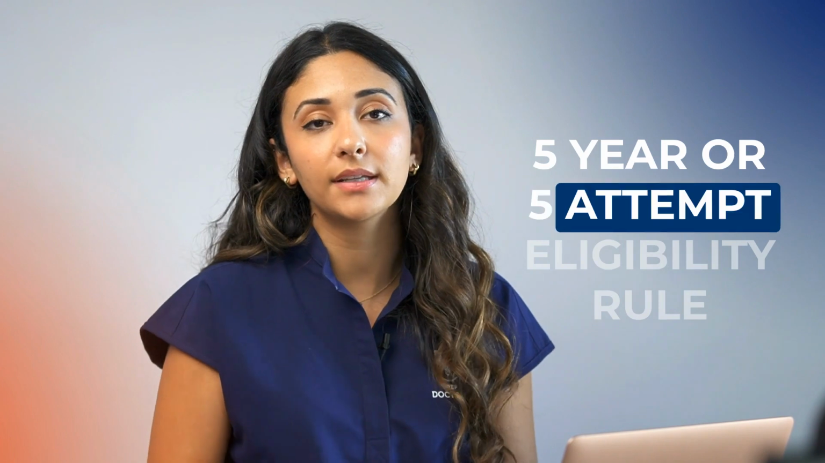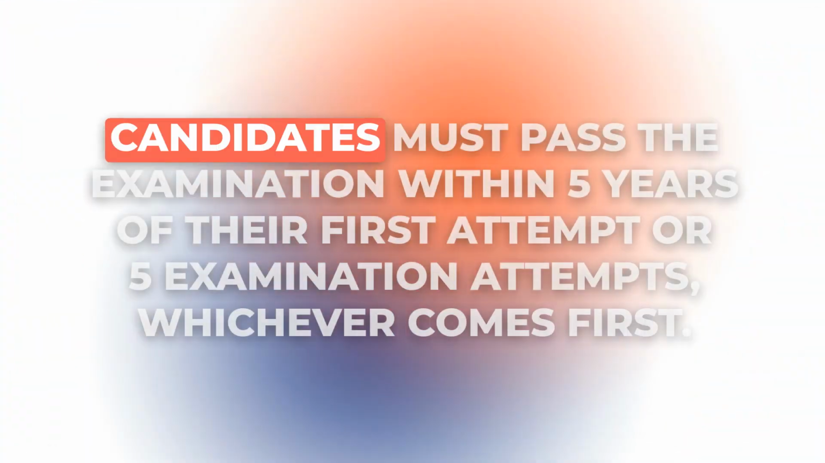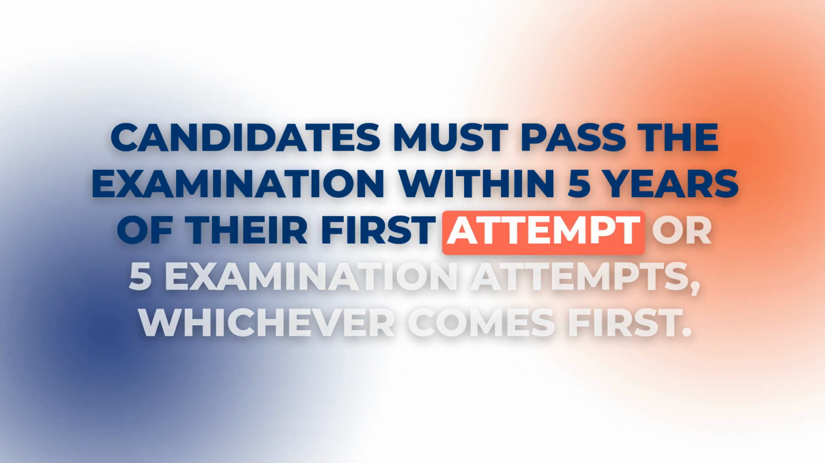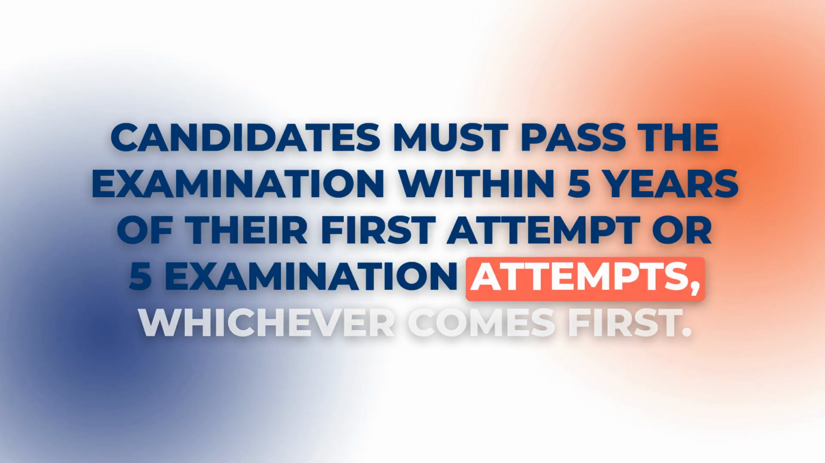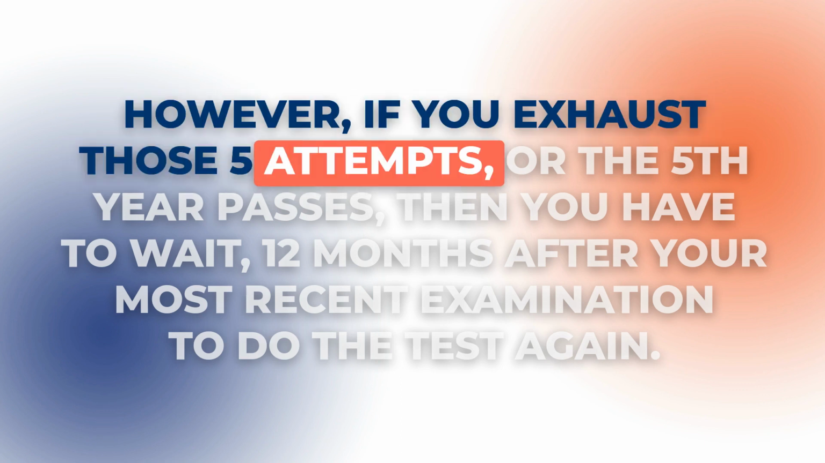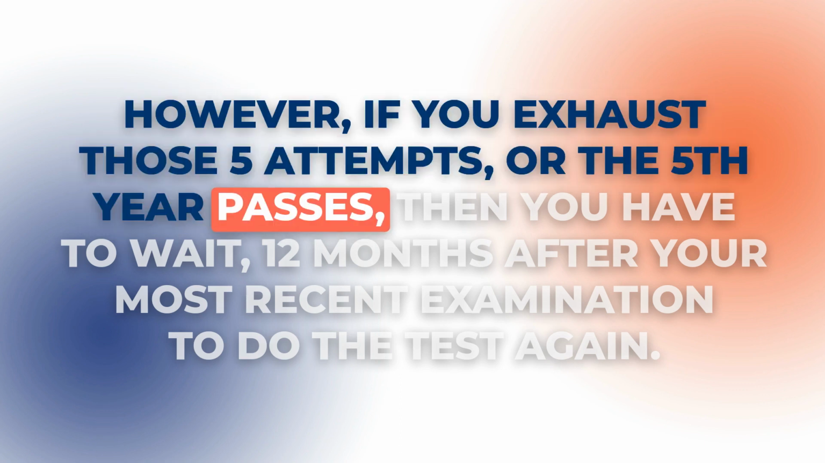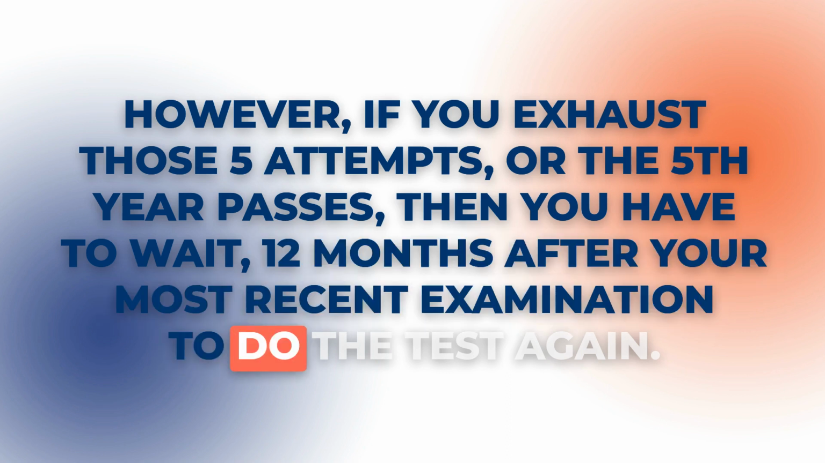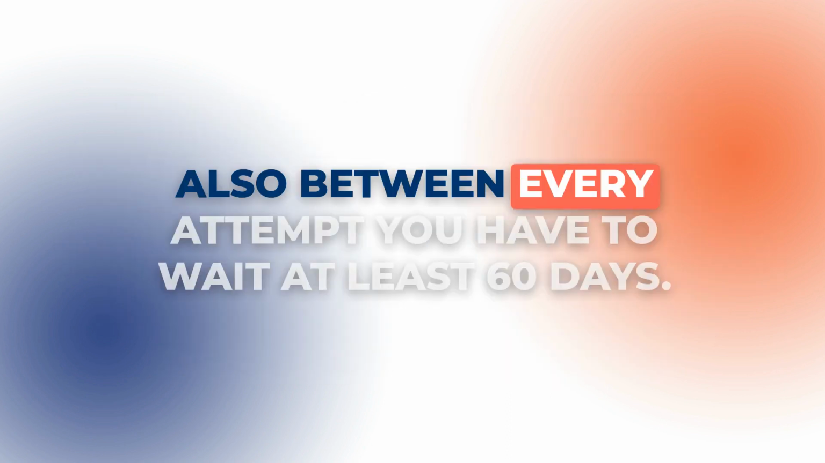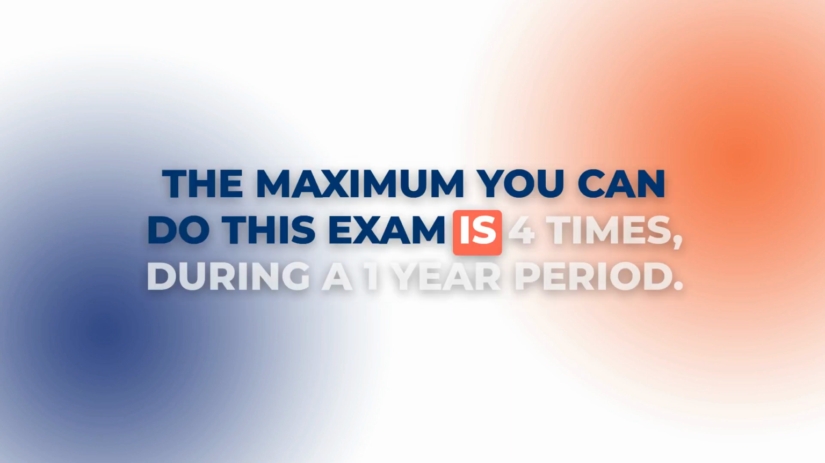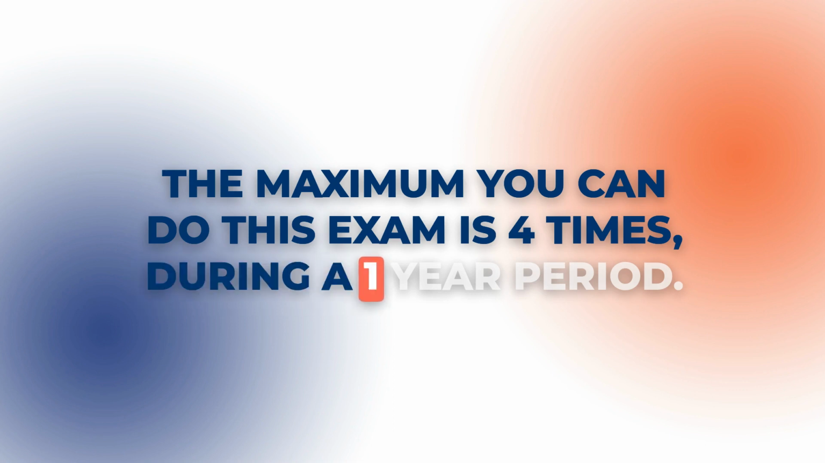So under the JCNDE, there's a 5-year or 5-attempt eligibility rule. Candidates must pass the examination within 5 years of their first attempt or 5 examination attempts, whichever comes first. However, if you exhaust those 5 attempts or the 5th year passes, then you have to wait 12 months after your most recent examination to do the test again. Also, between every attempt, you have to wait at least 60 days. The maximum you can do this exam is 4 times during a 1-year period.